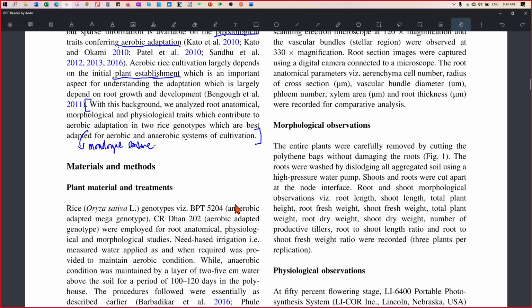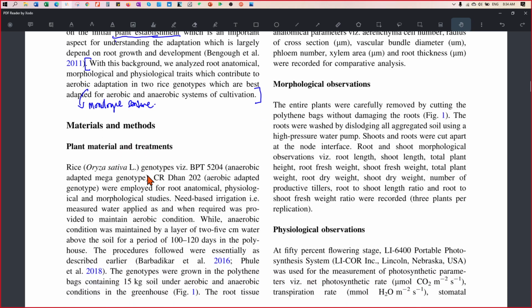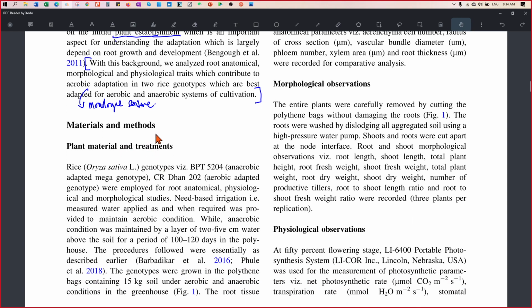Okay, so after you're done with the introduction, then you go to the materials and methods. Materials and methods, usually we use the past tense. Unless you are referring to something like a regular statement, then use the present tense, okay?